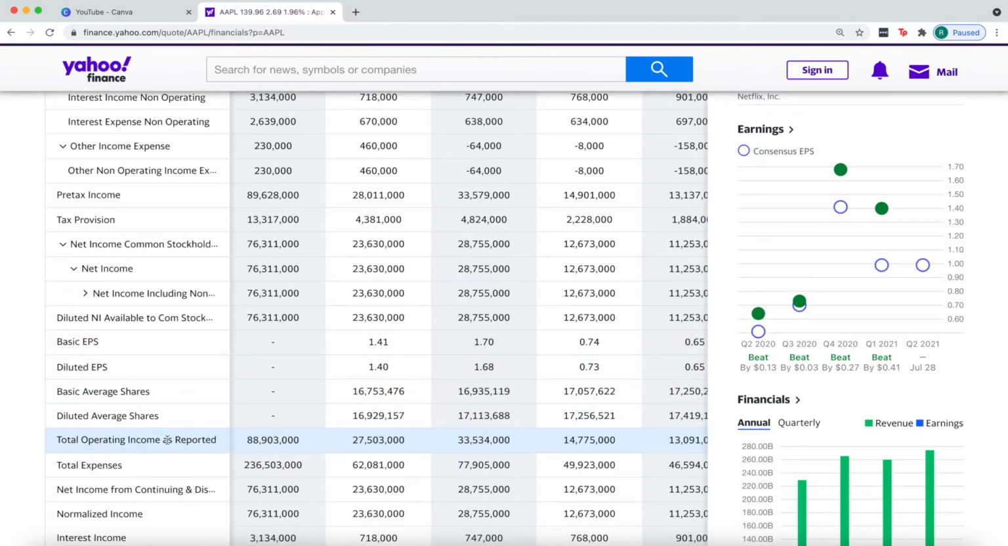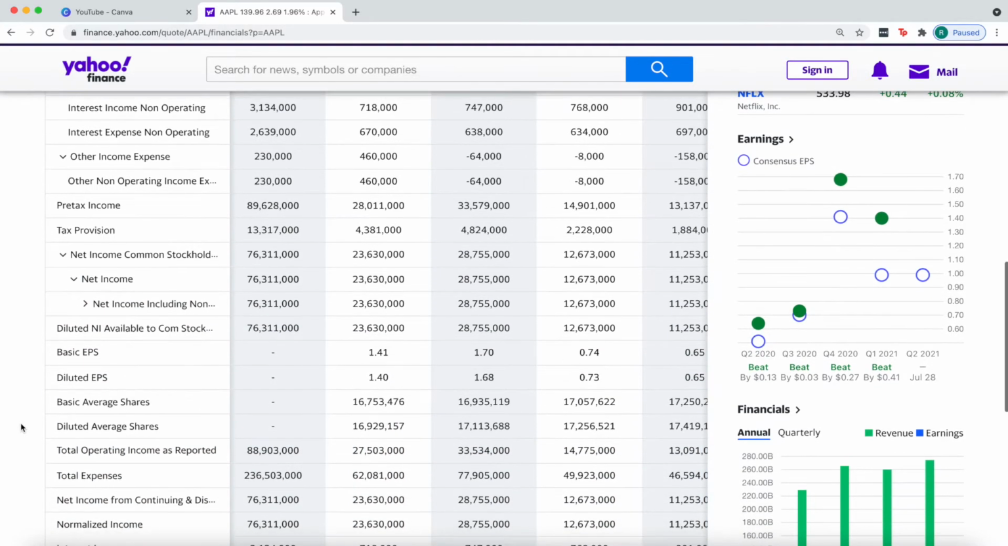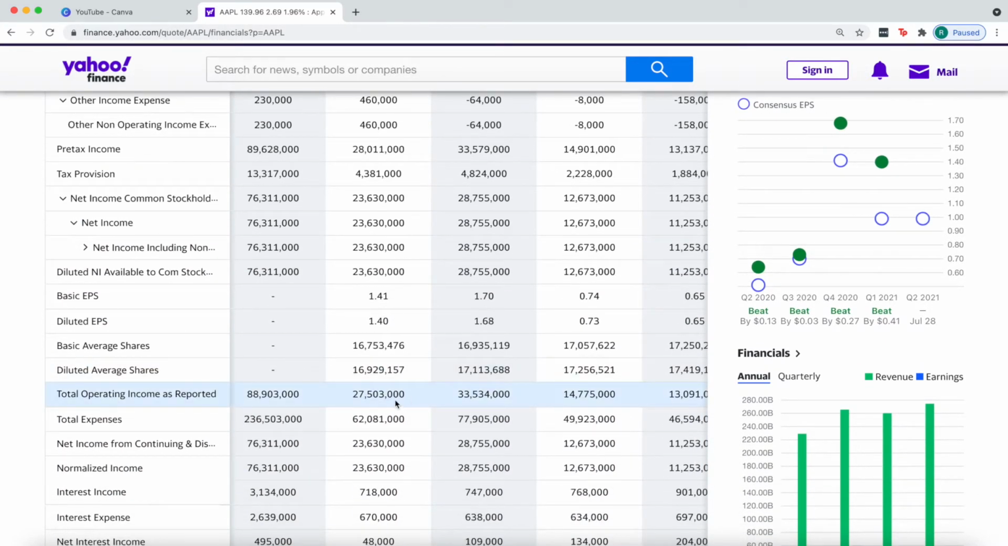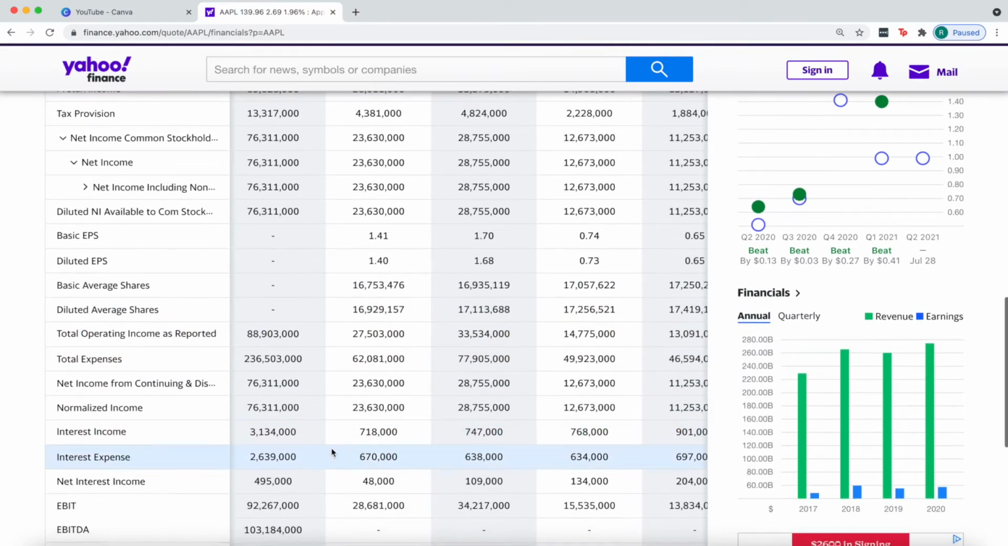Your operating income as reported will be right here. You can compare that value to what you calculated right here. That's what was calculated based on their financial metrics. This is what they did internally. Obviously, you would imagine that they'd go through immense auditing to make sure that these numbers are accurate. Here are your total expenses calculated from all of the things above, your normalized income, your interest income.